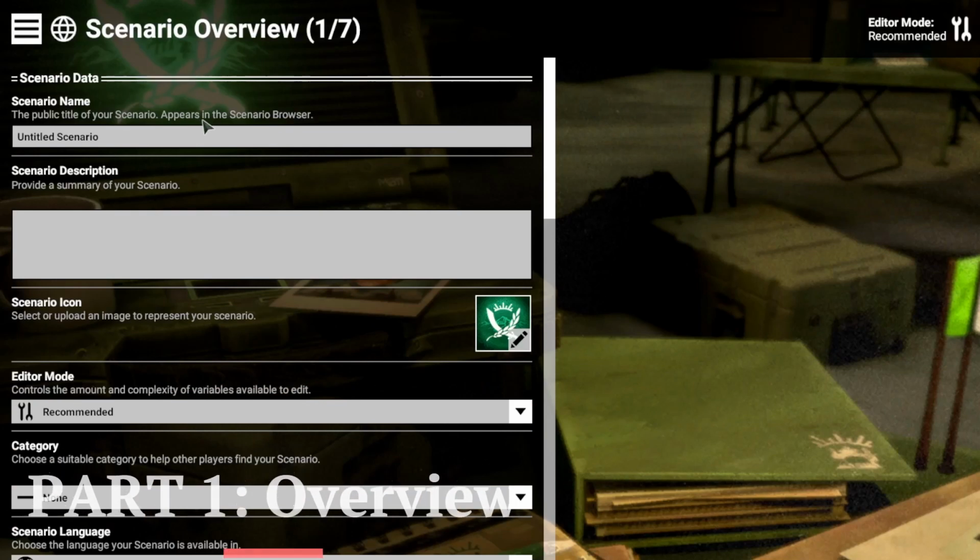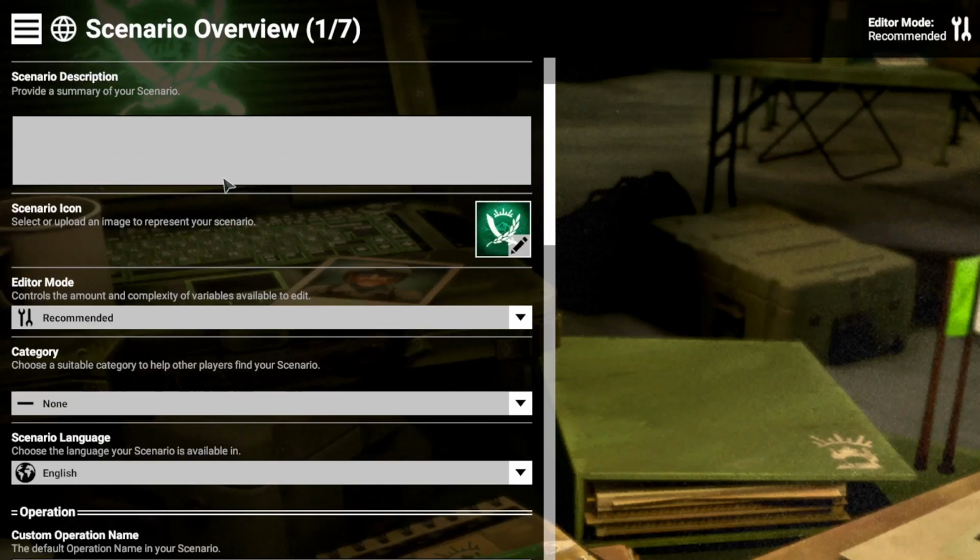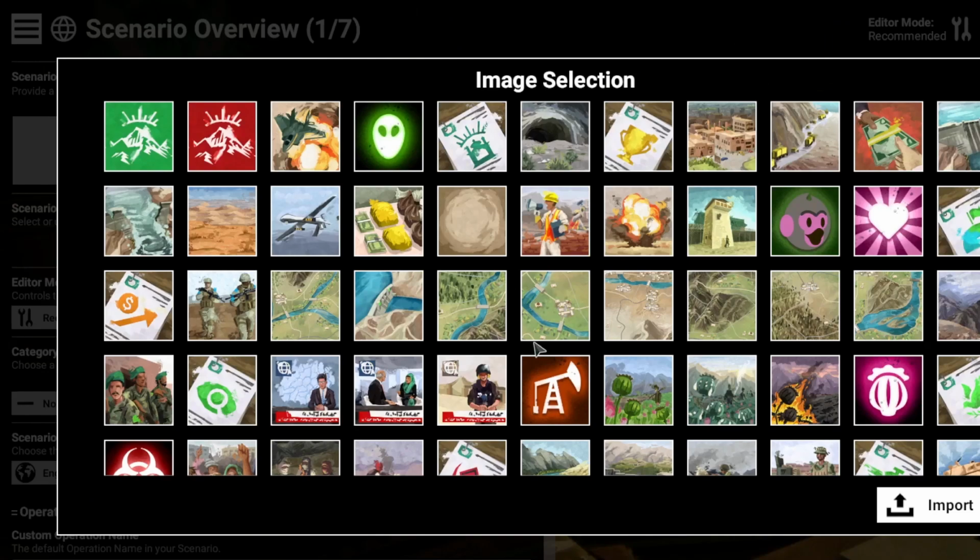The name of your scenario sets the name of your scenario. The description sets the summary of your scenario, limited to 1,000 characters. The icon sets the icons of the scenario. There are various icons that you can choose from.